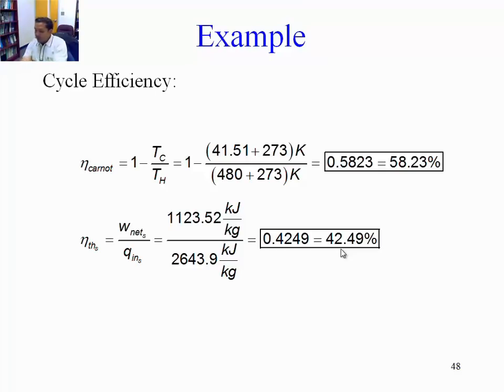So these are the two basic modifications that we are going to study for the Rankine cycle, and these are the types of analysis that you'll be confronted with both in homework assignments and exams.